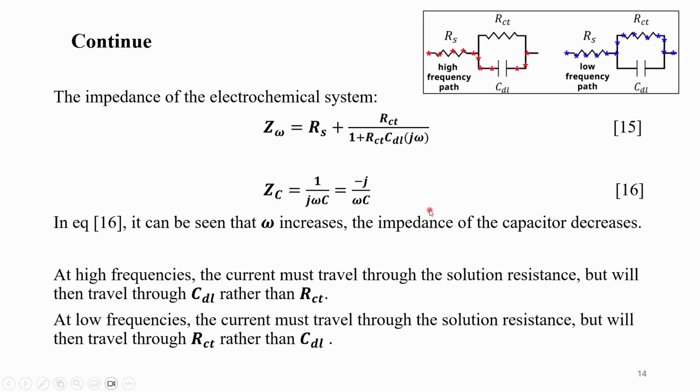When we look at the equation, we found that the impedance of the capacitance and omega, the angular frequency, are inversely proportional. It means that if we increase the omega value, the impedance of the capacitance is low. In this case, the current flows in the capacitance direction. So if we lower the frequency value, the impedance value is high. At that time, the current flows in the upper RC circuit.